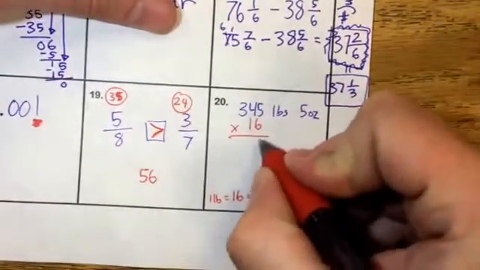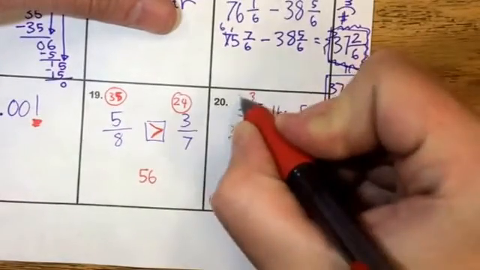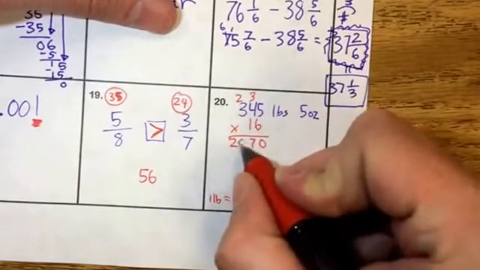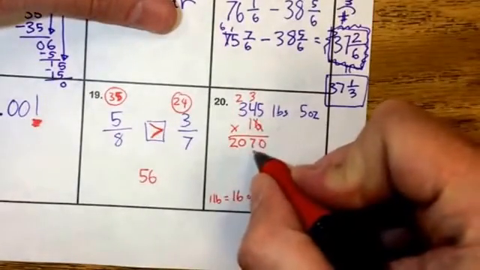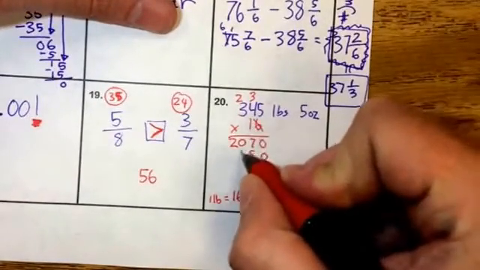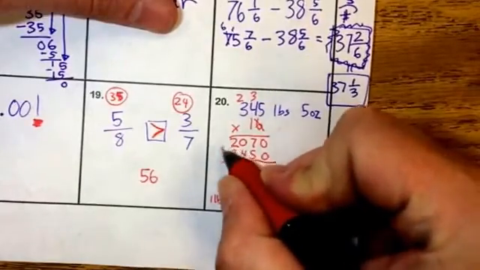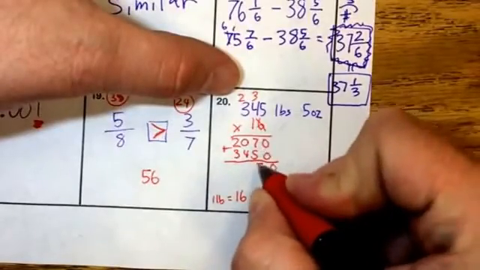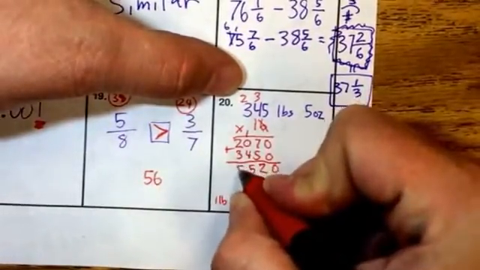6 times 5 is 30. 6 times 4 is 24, plus 3 is 27. 6 times 3 is 18, 19, 20. I'm going to put a 0 down, cross out my 6. 1 times 5 is 5. 1 times 4 is 4. 1 times 3 is 3. Go ahead and add these up. I get 0, 2, 5, 5.